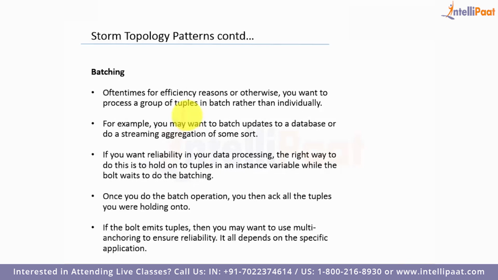Moving ahead from joins, the second topology pattern that I have is batching. Many times, for efficiency reasons or otherwise, we may want to process a group of tuples in a batch rather than individually. The most common reason that I can think of is overhead. For example, say I have 5 persons in a room and I want to serve all those 5 persons with a soft drink.